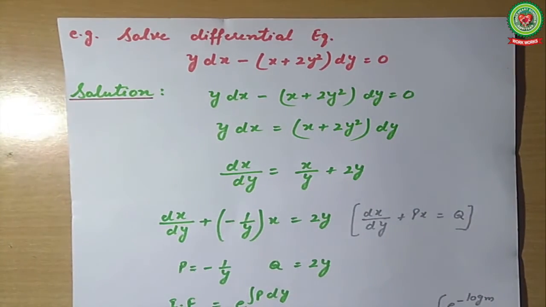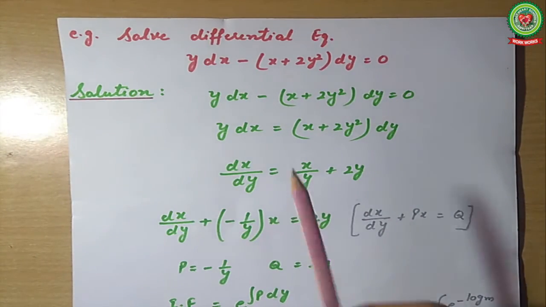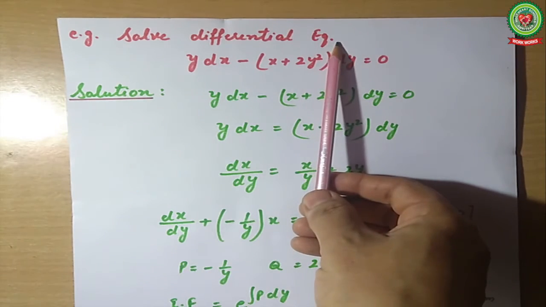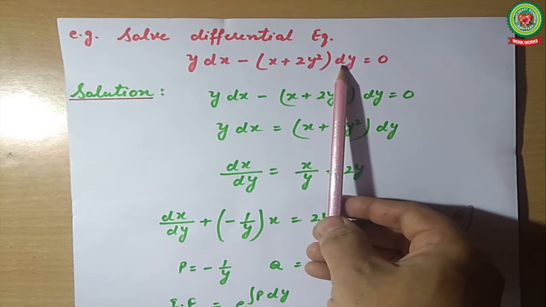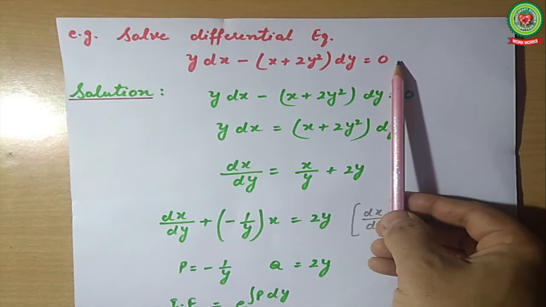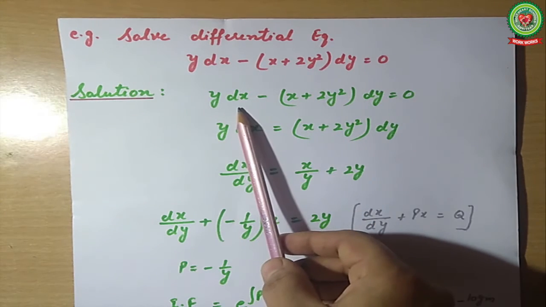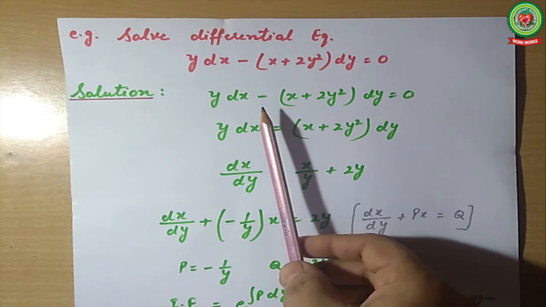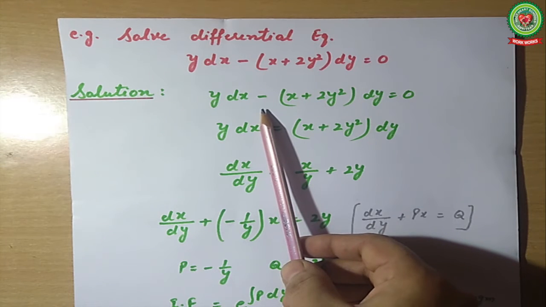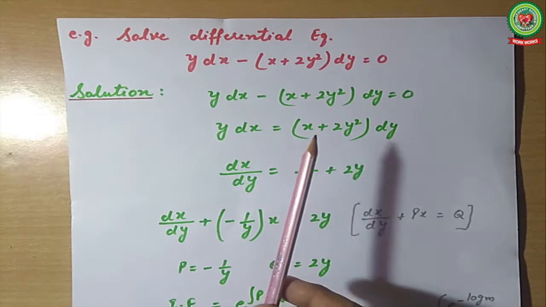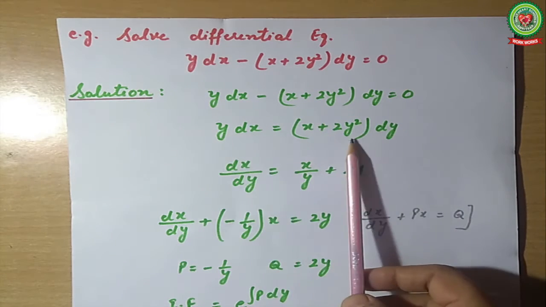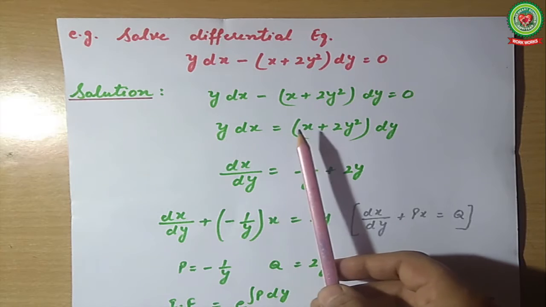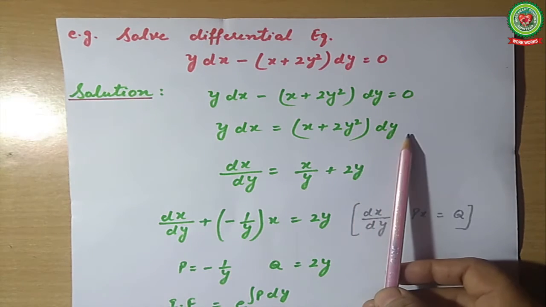Now, I am taking one example here. Solve the differential equation: y dx minus (x plus 2y square) dy is equal to 0. We will write down the equation as it is, then we will find out what type of differential equation it is. Then we will separate the differential equation. y dx is equal to (x plus 2y square) dy.